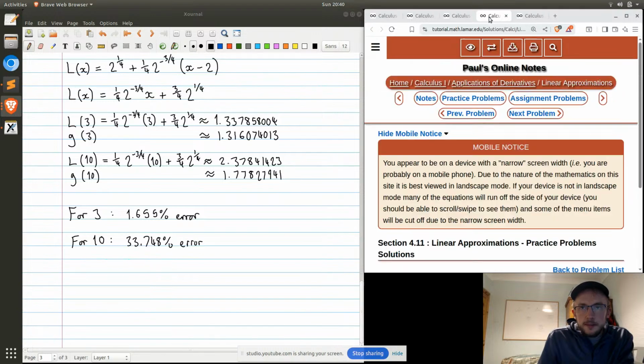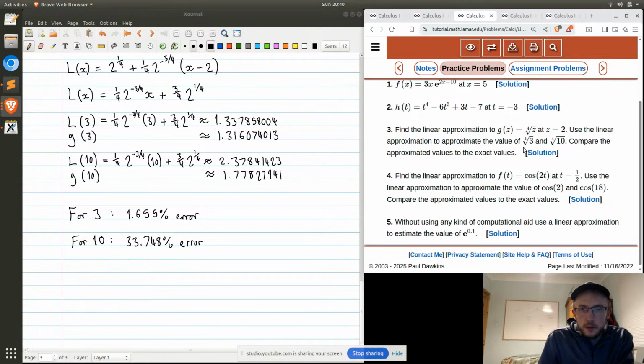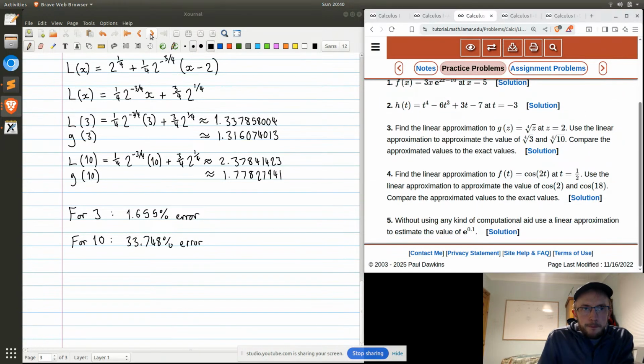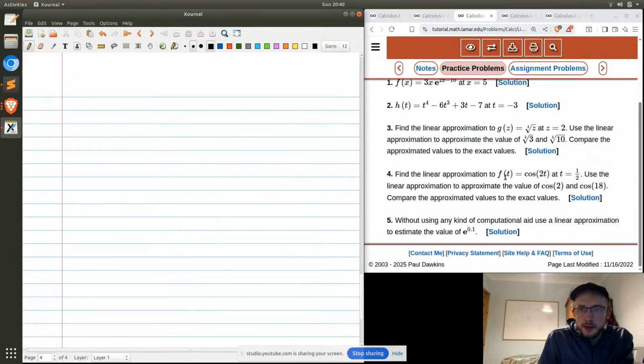All right. What now? Find the linear approximation to f of t, where f of t equals cosine of 2t and t equals a half. Use the linear approximation to find the values of cosine of 2 and cosine of 18. All right.